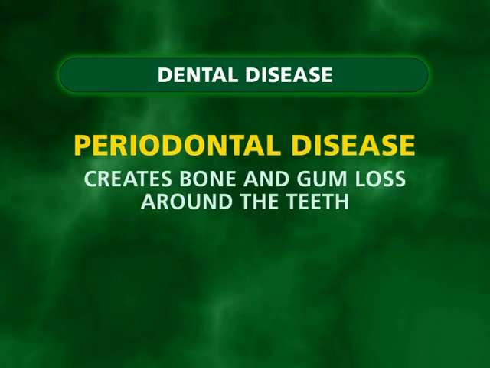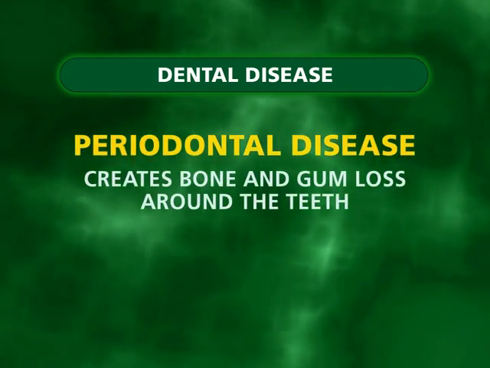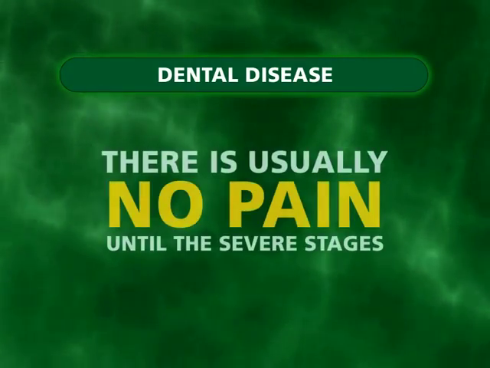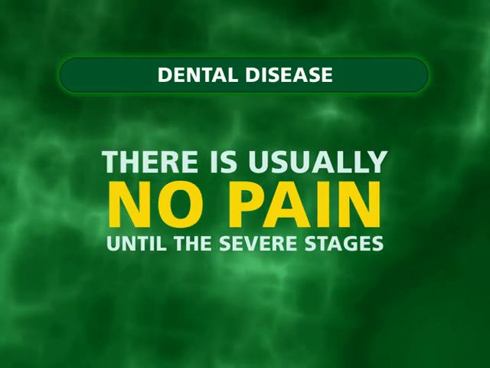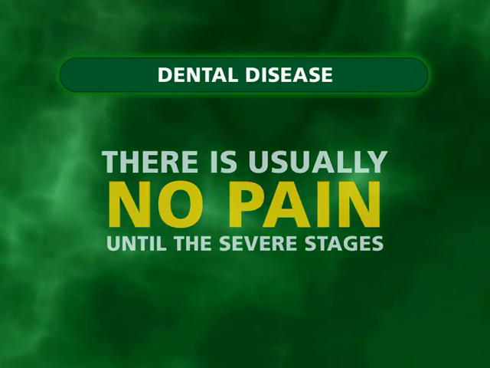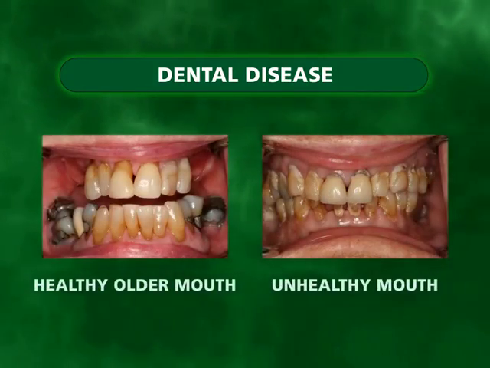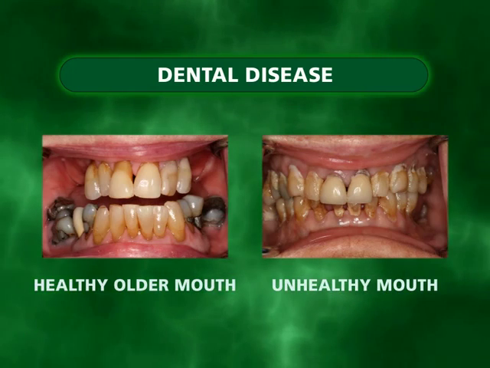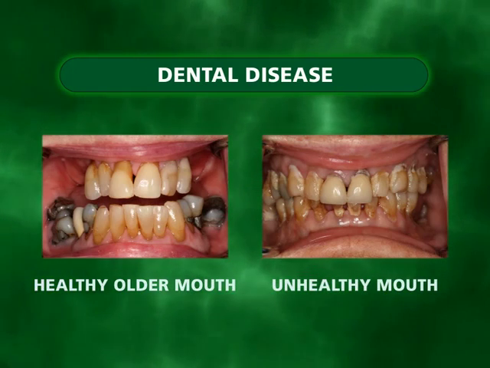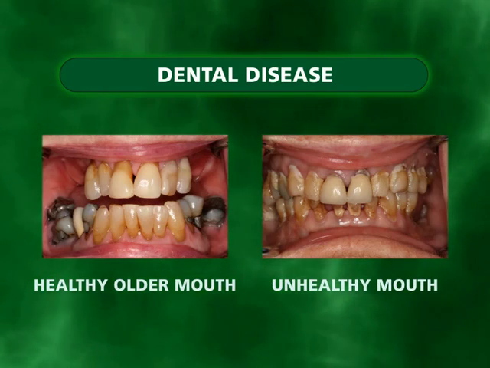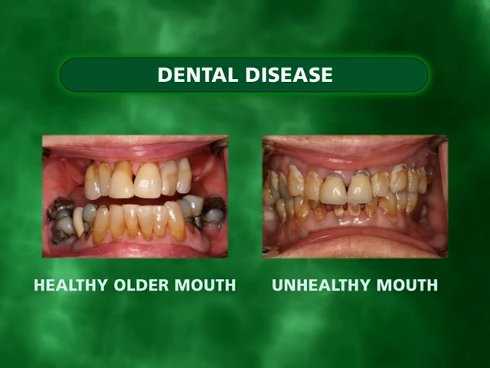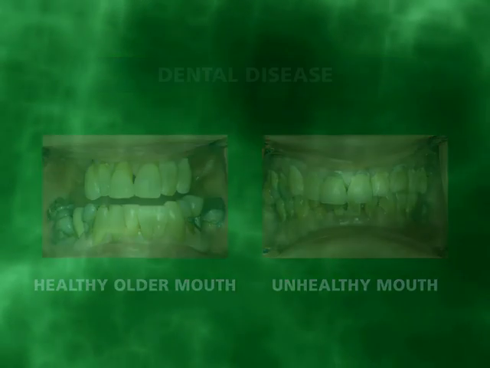Periodontal disease creates bone loss and recession around the teeth. There's usually no pain with periodontal disease until it gets to the severe stages. It is a silent disease. On the left is a healthy mouth. The gums are pink and the mouth looks clean. On the right is a mouth full of plaque, calculus, and red swollen gums. It doesn't look clean or healthy.